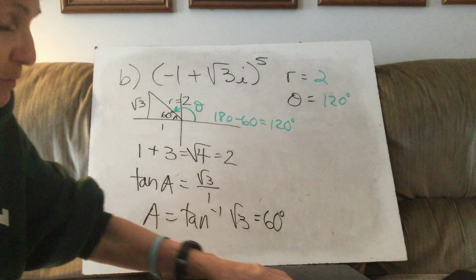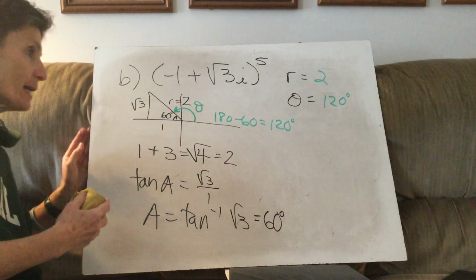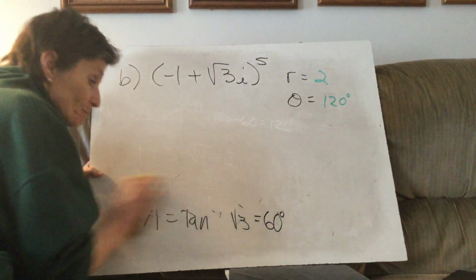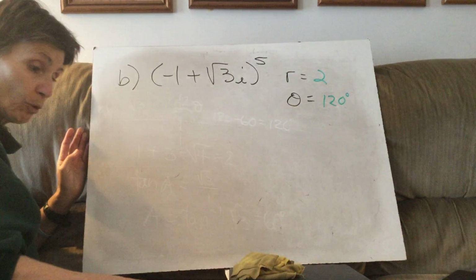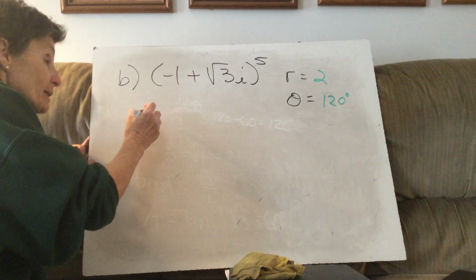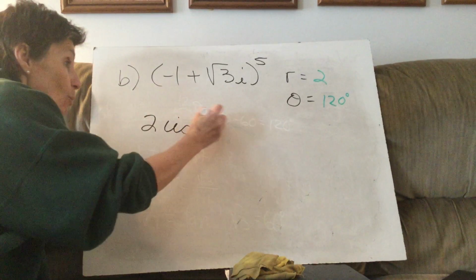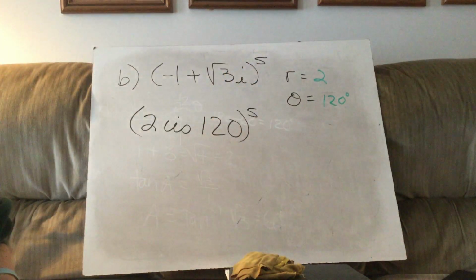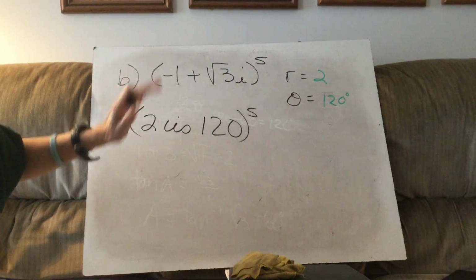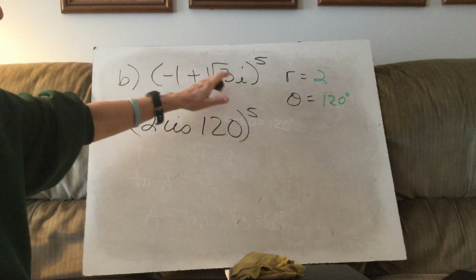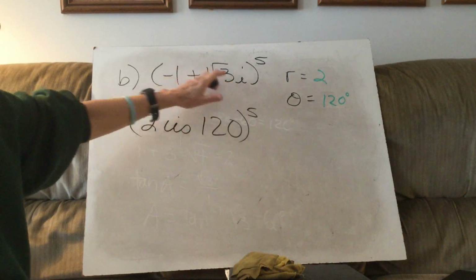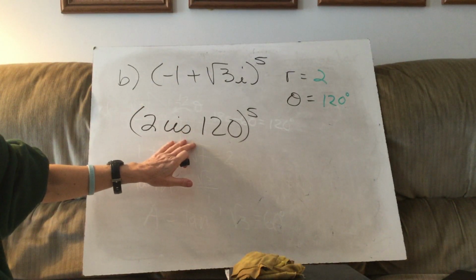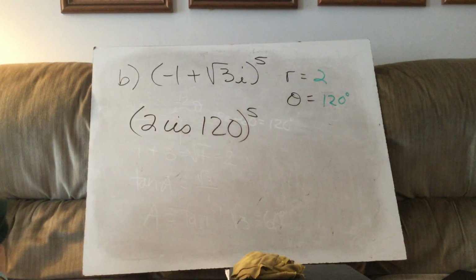No, we aren't done. We're not even close to being done, okay? So now I'm going to erase all this so I have room to work, and I'm going to write my number now in polar form. So now my number is 2 CIS 120. And that is the number that I'm raising to the 5th power. At this point, gang, all you have done is rewrite your number from rectangular or complex form into polar form. Now we have to raise it to the 5th power.